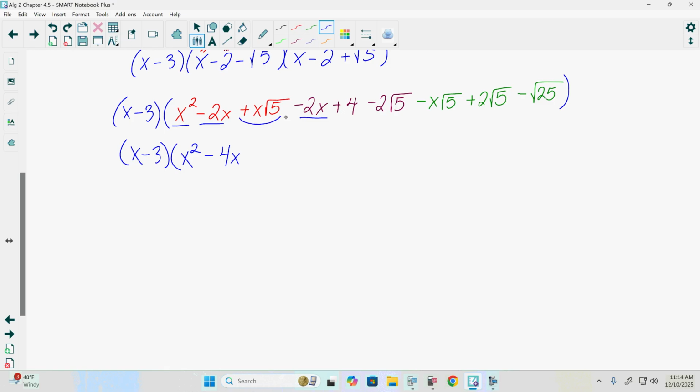X square root of 5 minus x square root of 5 is 0. It doesn't matter that we have square root of 5. They are like terms because of the x square root of 5. We have one of them minus 1, and 1 minus 1 is 0. Negative 2 square roots of 5 plus 2 square roots of 5 is also 0.